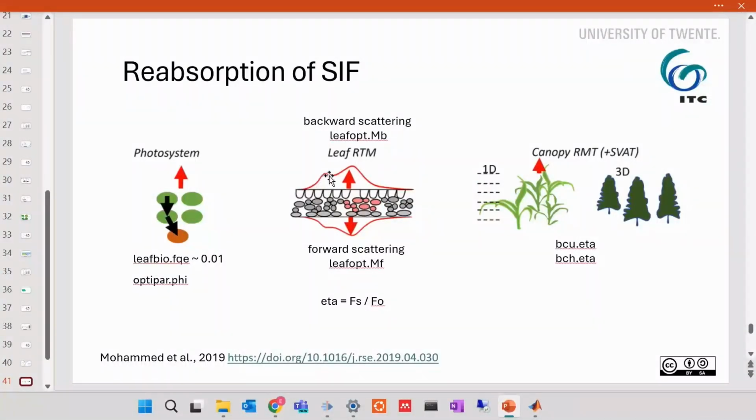However, from the leaf, we can emit fluorescence backwards, so towards the sensor, towards the observer, or forward, downward, towards the soil. So backward and forward scattering is taken care of in the fluorescence model. So we compute both upward and downward emission. And finally, at the canopy level, we only see fluorescence. Well, if we put a sensor under this, we would also see fluorescence, but normally we only see fluorescence that is emitted at the top of the canopy.